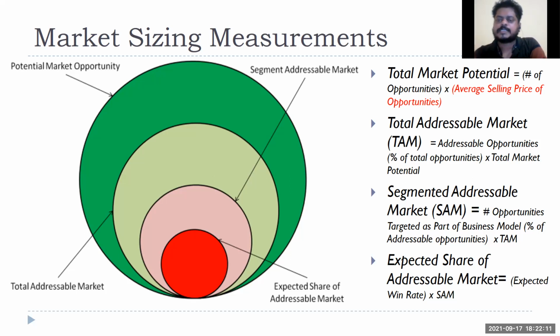Or if it is on a tender basis, if I have participated in different tenders, what is my win rate? How many tenders have I won? I might have participated in hundreds of tenders, but generally my winning percentage is 10%. That means if I participate in 100 tenders, 100 opportunities, I generally win 10% of them. So that is the expected share of addressable market. Sometimes it is known as the serviceable obtainable market, the market which I can operate on. Basically it says how much market share I can gain.